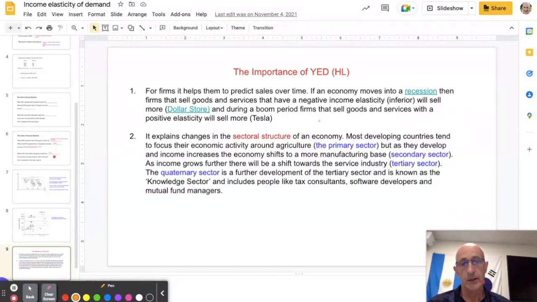The second thing is the importance of YED in terms of the sectoral structure of the economy. As economies get richer and their incomes go up, there tends to be a shift away from the primary sector into the secondary, tertiary, and quaternary sectors of the economy as economies develop. It's a generalization, but it tends to be the way that things have gone.